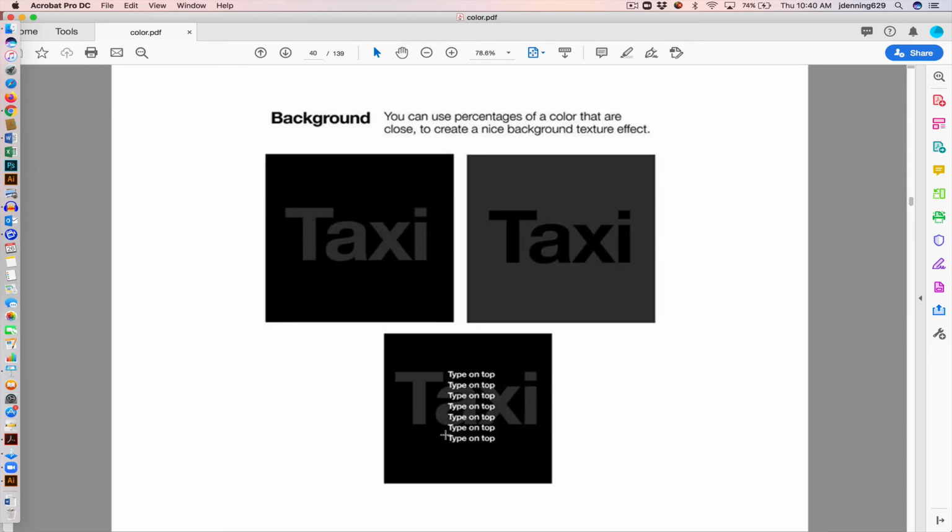And you can use percentages of color that are close to create a nice background texture effect. This is an example of that where you have this taxi and it's semi-transparent against this dark background. It's there, but it's not screaming at us. And then you have this type on top that's white, that's standing out, that's creating that contrast.